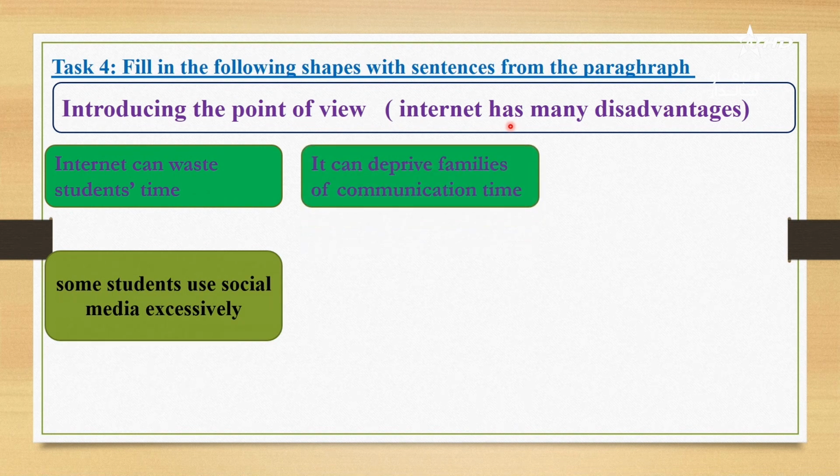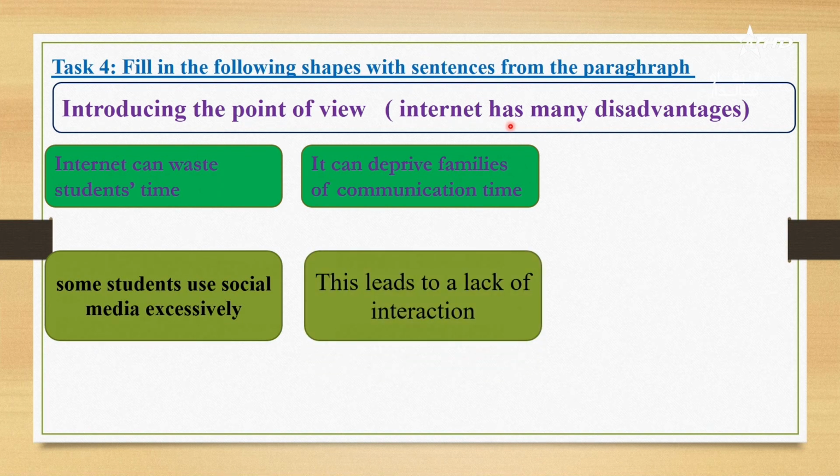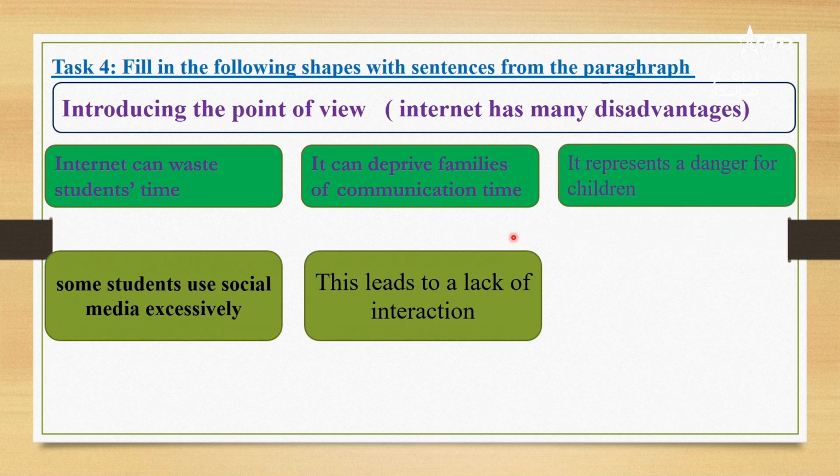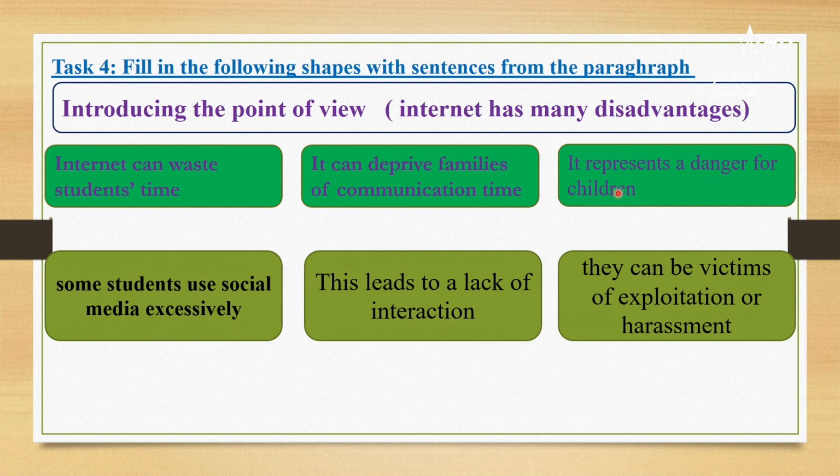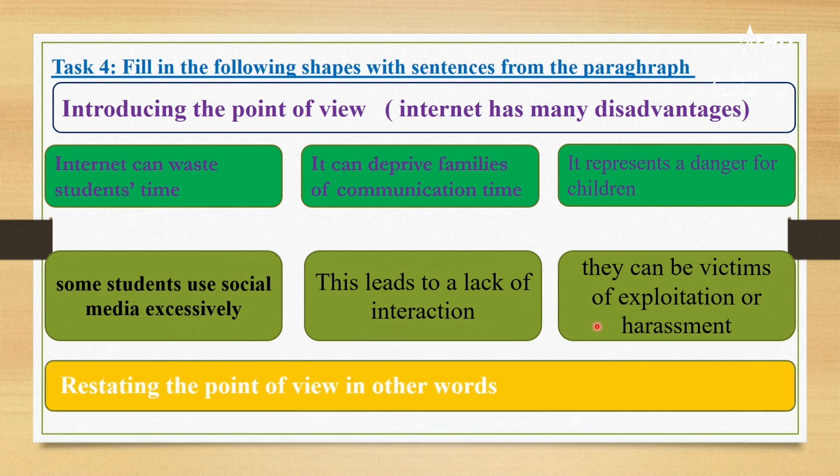Sentence number 4, sorry, this is 4: it can deprive families of communication time. Explanation or detail? This leads to a lack of interaction. This is not an explanation, this is a result. Yes, good. It is a result, but it explains the supporting sentence. We move on: it represents a danger for children. And the 7th sentence is another detail which explains this sentence: they can be victims of exploitation or harassment. The last sentence is very important, and it's the concluding sentence, restating the point of view. So we have a topic sentence, supporting sentence number 1, detail, supporting sentence number 2, another detail, supporting sentence number 3, detail, and the concluding sentence.